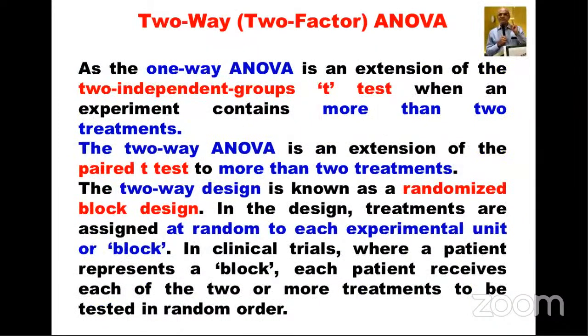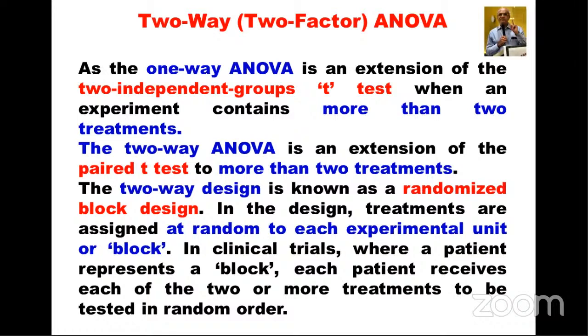Now, one-way ANOVA is the extension of the two independent group t-test. Two independent group t-test means unpaired. Two-way ANOVA is the extension of the dependent groups, that is the paired t-test, for more than two treatments, more than two vectors. Like method A, B, C, and so on. There we did the analysis. We may have a second parameter also.